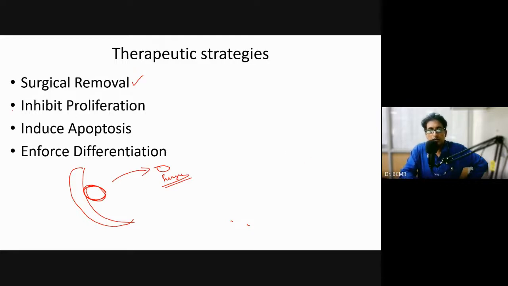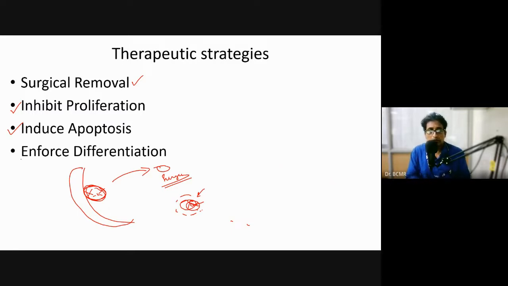Another strategy is to inhibit the proliferation. We have a tumor, there is a cell in it. If we can control its proliferation, reduce its proliferation, then the growth of the tumor will also reduce. That is another strategy. And the third is to induce apoptosis. Somehow use some drugs or some chemical components or biological ones, so that this cell undergoes cell death. And that's why we can probably, anywhere these cells are, they might undergo apoptosis and die.